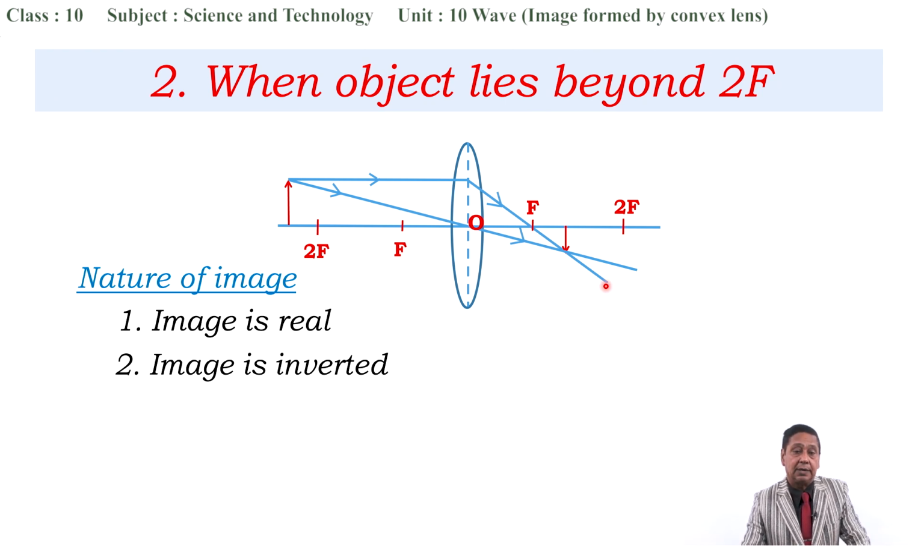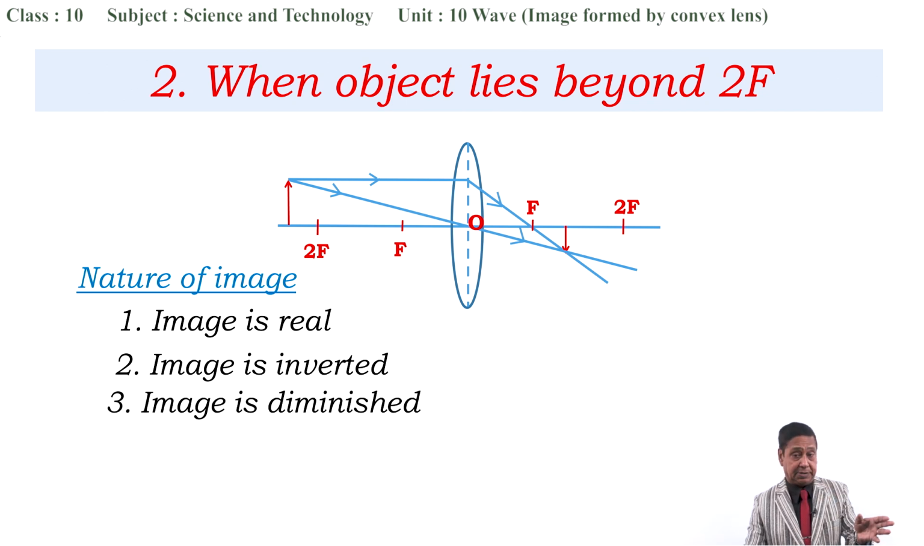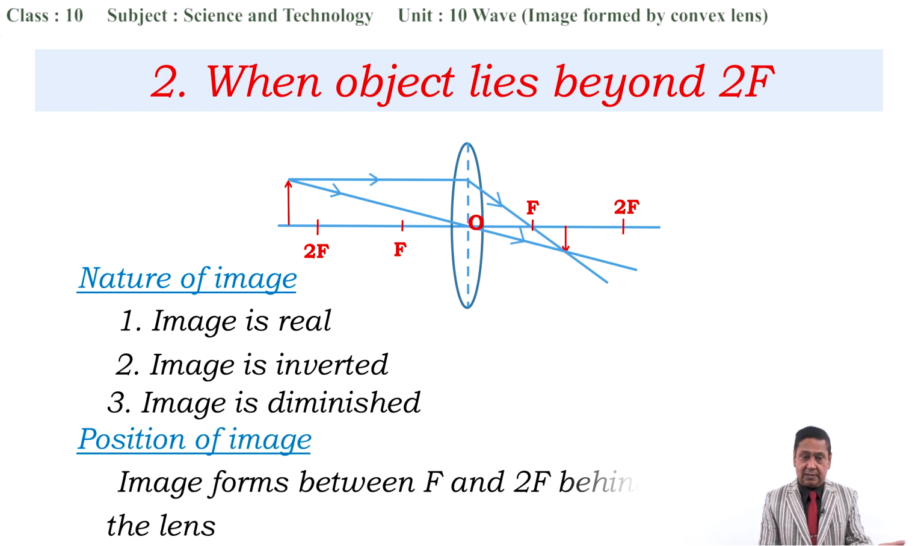And what do you think? This image is magnified or diminished? Smaller than the object or bigger than the object? Smaller than the object, that's why it is called image is diminished. Now what is the position of the image? Position of image we can write this way: image forms between f and 2f, in between f and 2f, behind the lens. Yes, this is all about the image formed by convex lens when object lies beyond 2f.